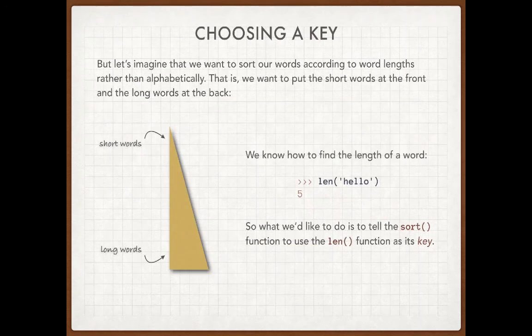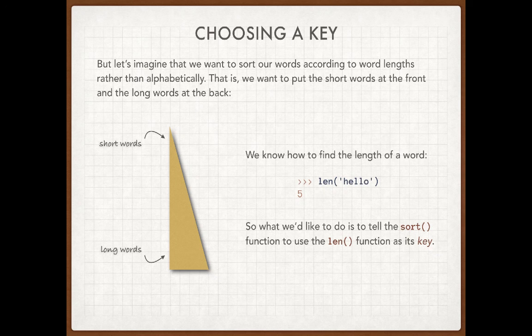All right. Well, let's imagine for a moment that I would like to sort my list of words, but not alphabetically. So maybe I'm doing a crossword puzzle or something, and I need to sort my list of words according to how long they are, not according to their alphabetical order. So I want to put all the short words at the front of my list, and all the long words at the end of my list. Well, I already know how to find the length of a word. That's the len function. We've been playing with that for a long time.